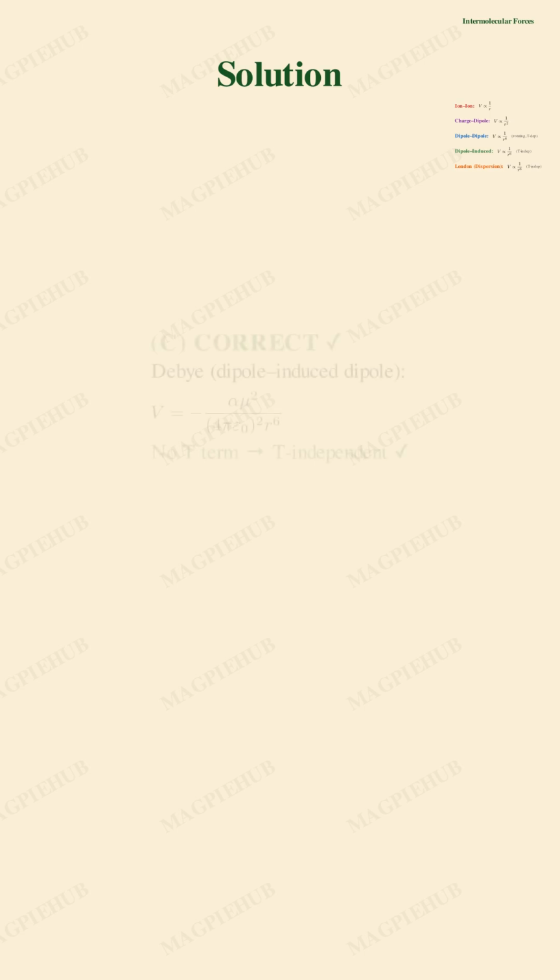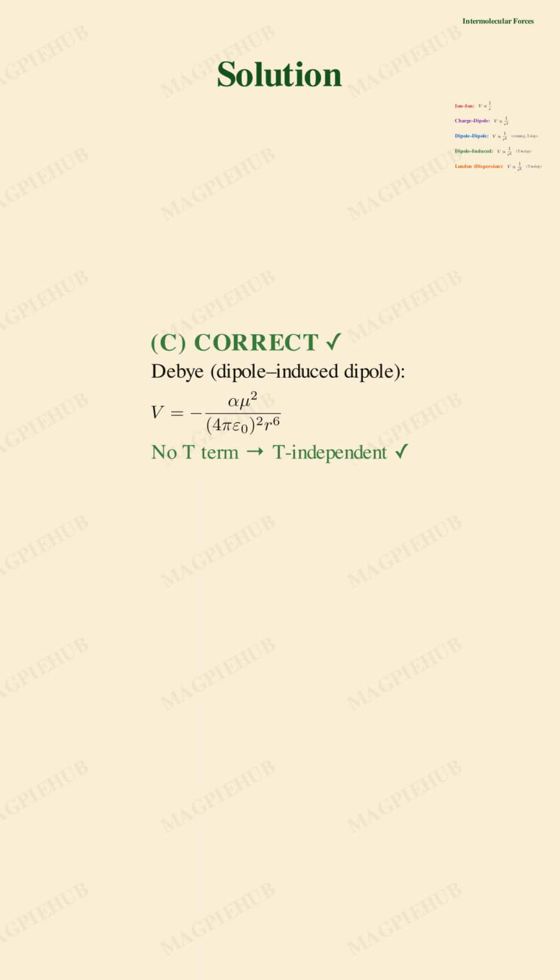Option C says the dipole-induced dipole average interaction energy is independent of temperature. The Debye interaction, dipole-induced dipole, has the formula V equals negative alpha times mu squared over 4 pi epsilon 0 squared times r6. There is no temperature term in this expression. So it is indeed temperature independent. Option C is correct.